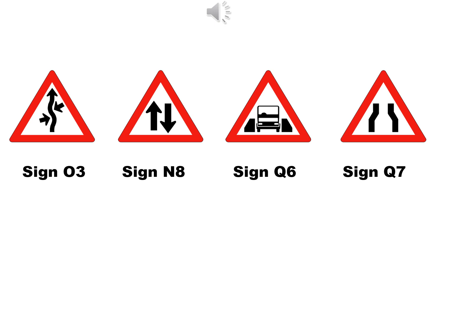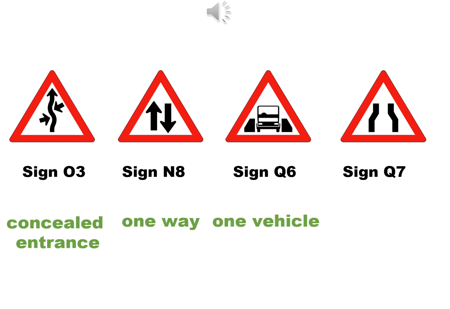Sign O3, a concealed entrance from the left followed by one to the right. Sign N8, there is 2-way traffic ahead on the one-way road you are on. Keyword is one way. Sign Q6, only one vehicle can pass through the obstacles ahead. Sign Q7, the road narrows from both sides.